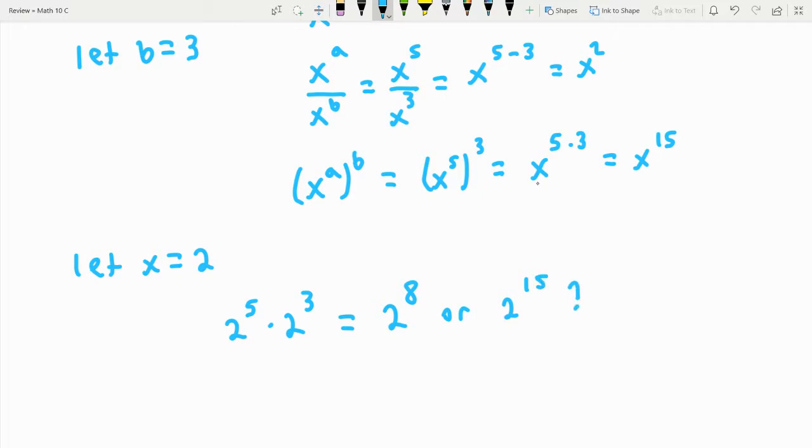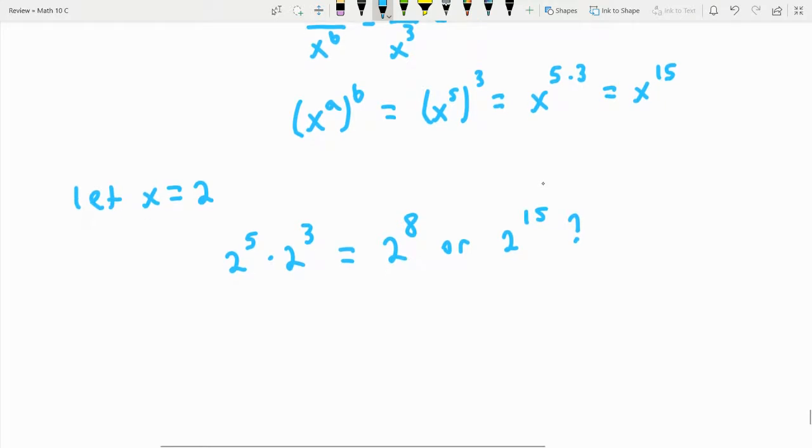We can check for that, right? How you can check is just calculate what 2 to the power of 5 is in your calculator, because you're letting x equal a number. So in your test, if you see x to the power of 5 times x to the power of 3, to check for that, I would just let x equal 2. That way you can check if the math is correct, whether it's 2 to the power of 8 or 2 to the power of 15.